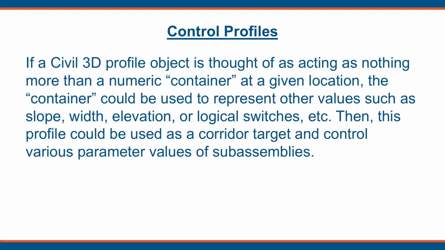If a Civil 3D profile object is thought of as acting as nothing more than a numeric container at a given location, the container could be used to represent other values such as slope, width, elevation, or logical switches. Then this profile could be used as a corridor target and control various parameter values of subassemblies.